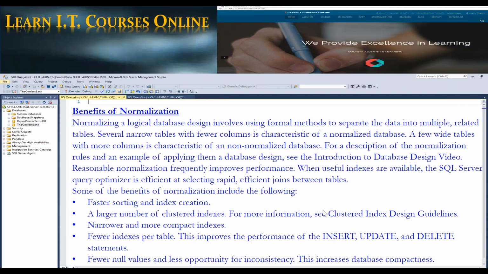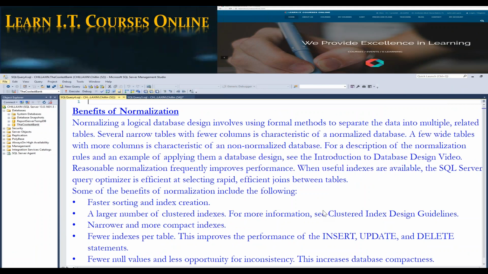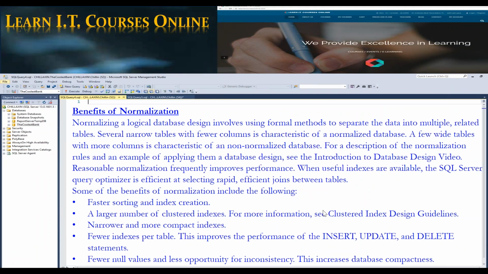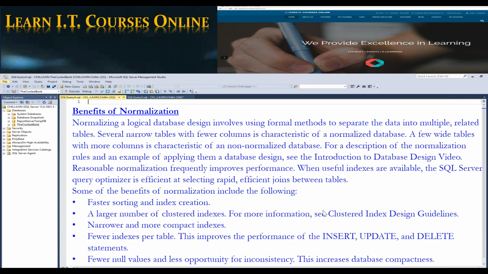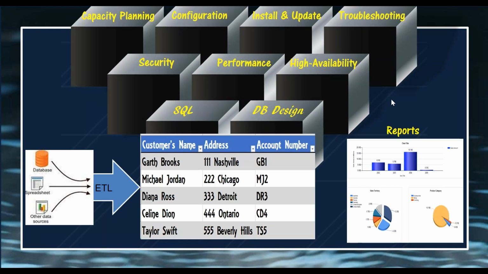And as we said, there's a number of benefits of normalization, which include faster sorting and index creation, because now I have less data, a large number of clustered indexes, narrower and more compact indexes, fewer indexes per table, fewer null values, and less opportunity for inconsistency.